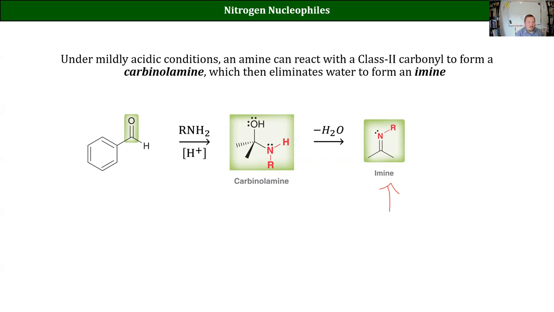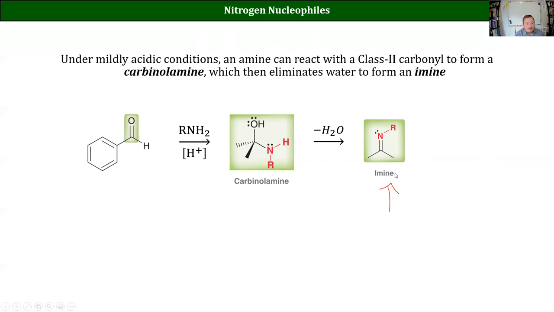And it winds up being a pretty convenient way to store carbonyl compounds, because carbonyl compounds will react with air to become oxidized pretty easily. But if you convert them to an imine, imines don't react with the air nearly as readily. And so you can actually store these as an imine and then convert it back to being a carbonyl later, sort of like a protecting group.